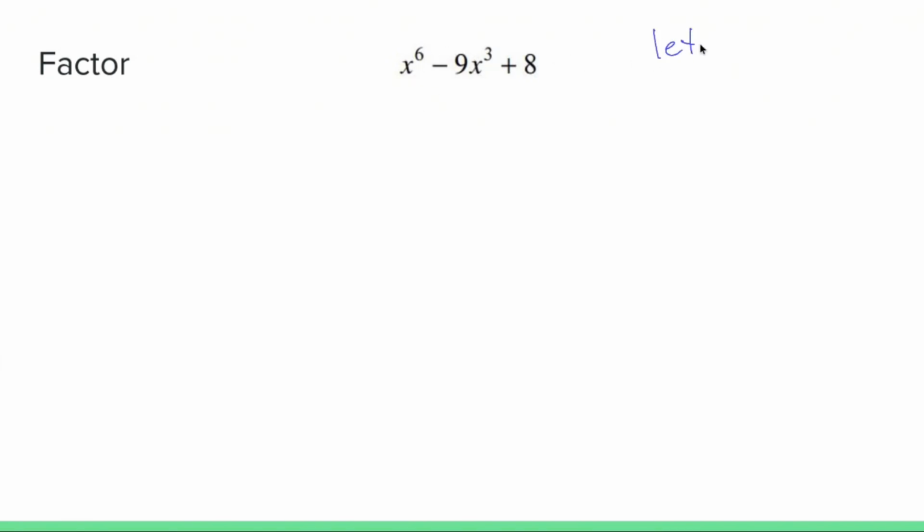We could just say, let's let x to the 3rd be the same as, I don't know, a. And once I do that, we can turn it into a squared minus 9a plus 8. And now it looks quadratic. And our job here is to come up with two numbers that add up to -9 and multiply out to +8. Two numbers that add up to a negative and multiply out to a positive are going to be a negative and a negative.